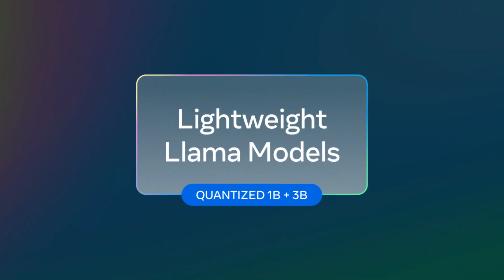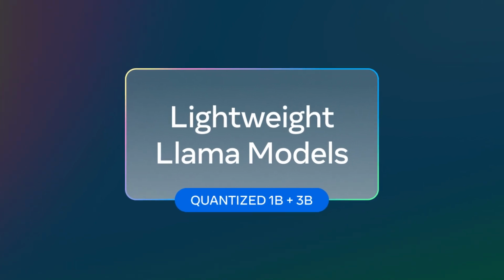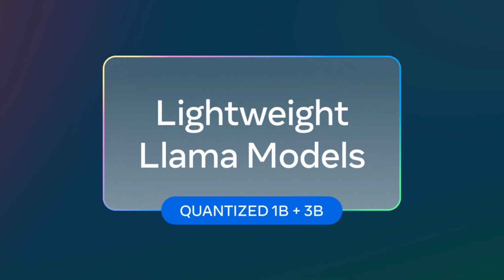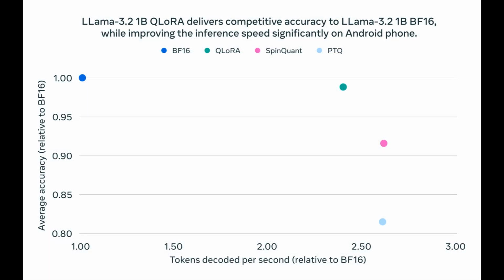Meta AI released its first lightweight quantized Llama models that are small and performant enough to run on many popular mobile devices. They primarily used 2 techniques for quantizing Llama 3.2 1B and 3B models: quantization-aware training with LoRA adapters, which prioritizes accuracy, and SpinQuant, a state-of-the-art post-training quantization method that prioritizes portability.